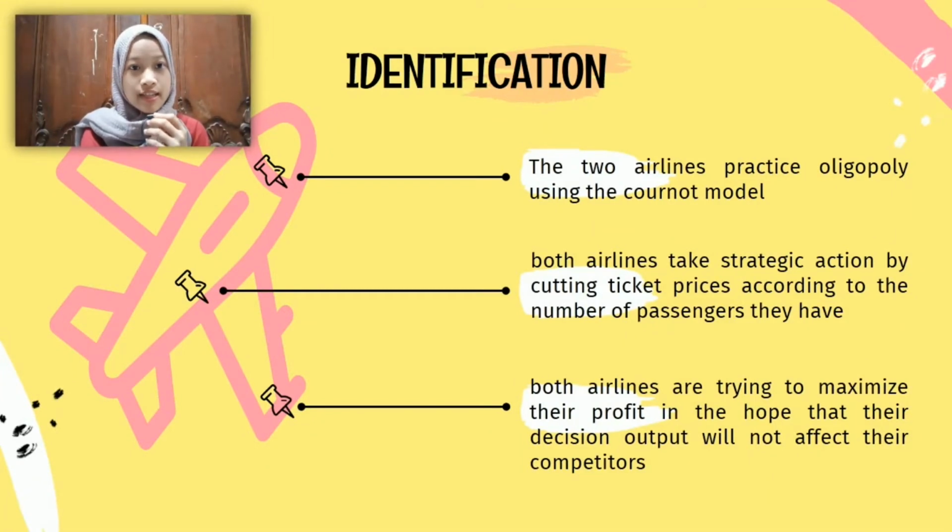Number 3. Identification of empirical facts. The two airlines practice oligopoly using the Carnot model because in the empirical facts it is explained that Garuda Indonesia and Lion Air are taking strategic actions by cutting ticket prices according to the number of passengers they have. In this case, the two airlines are trying to maximize their profit in the hope that the decision's output will not affect their competitors.